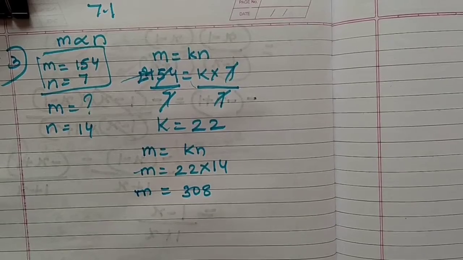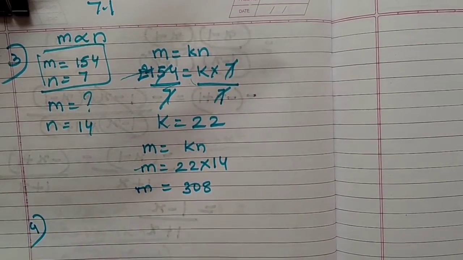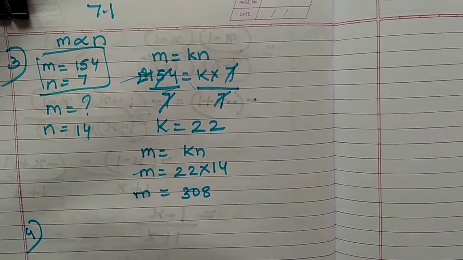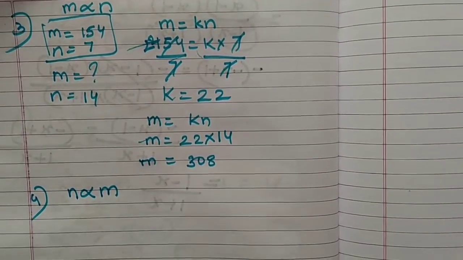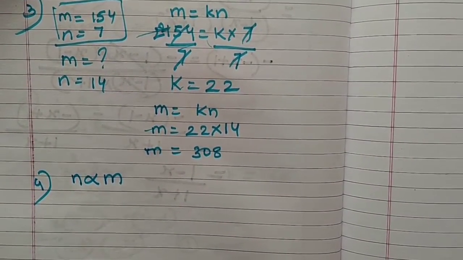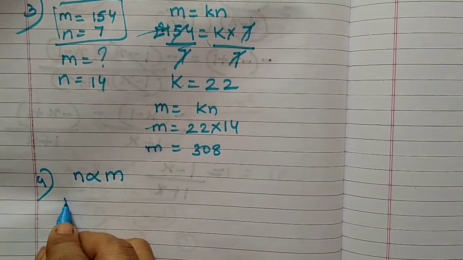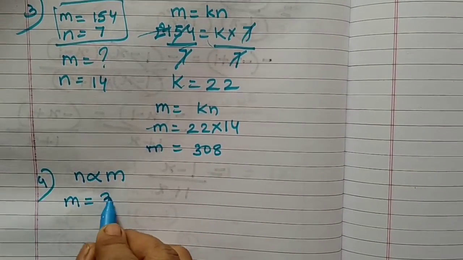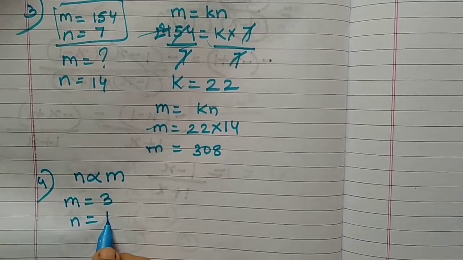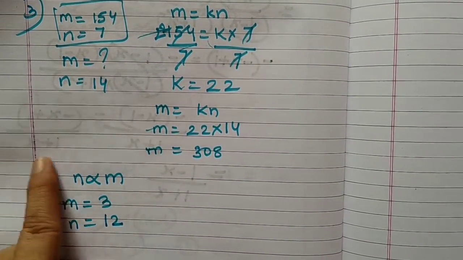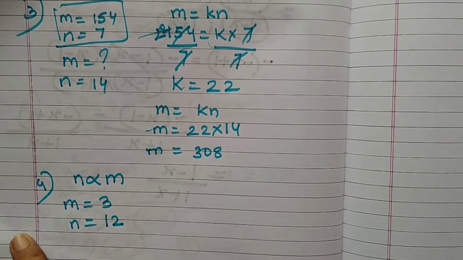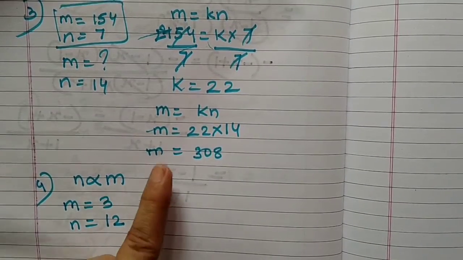Now the table is given again in practice set sum number 4. n varies directly as m is given. Now complete the following table. First they have given m is equal to 3, n is equal to 12. From this we can find out the constant k. When both the things are given, we can find out k.